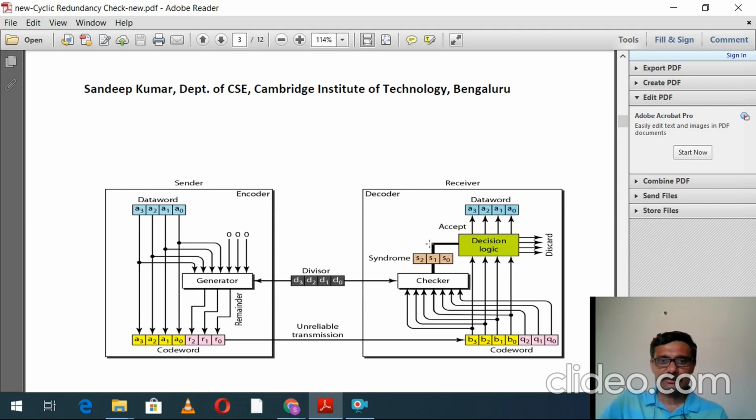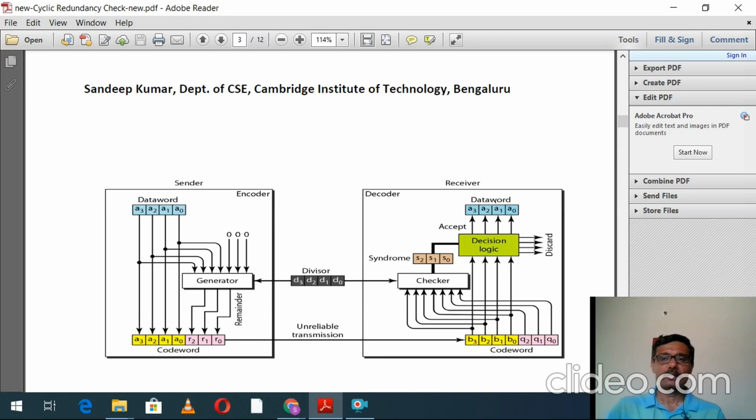Now the syndrome is the input for the decision logic. The decision logic will decide based on the syndrome. If all bits in the syndrome are 0, then the decision logic will accept the data word part in the code word and it is sent to the upper layer, that is the network layer.